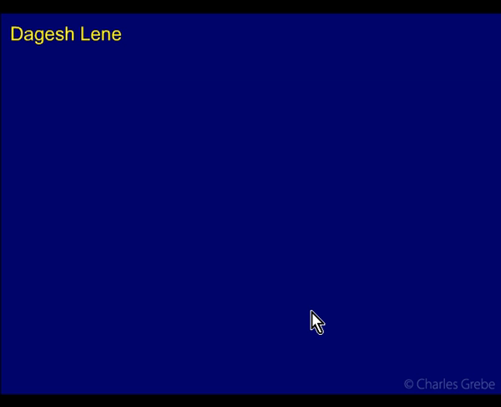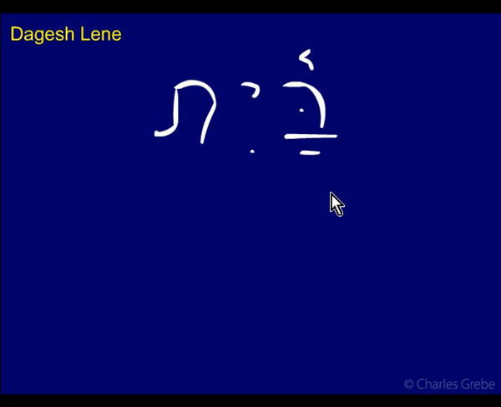Let's look at some examples. Okay, let's look at the word bayit. This means house. So here we have a Begad Kafat letter, the bet, and it is beginning a word and therefore a syllable, and no preceding vowel. So the Dagesh Lene is there and it's pronounced bayit, not vayit.